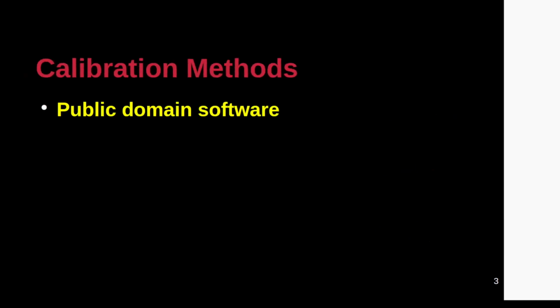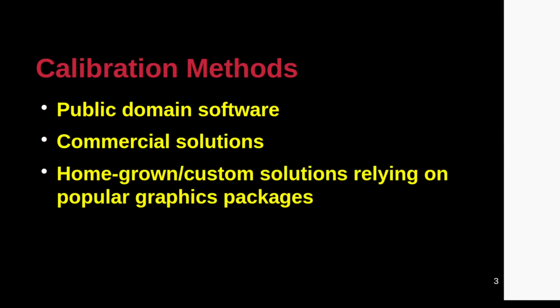The three methods to calibrate a camera are public domain software, commercial solutions, and custom programs that rely on popular graphics libraries such as OpenCV.